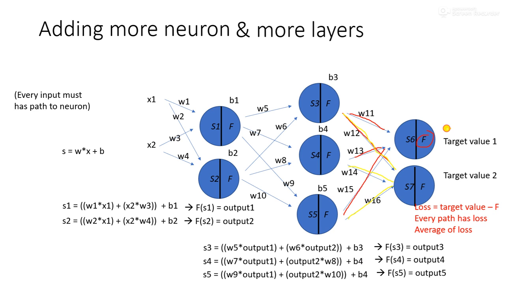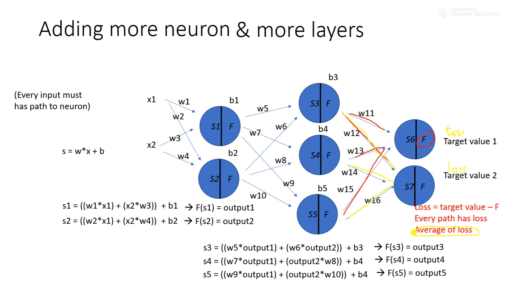So you get loss 1 here: target value minus F. And here also you get loss: target value 2 minus F. So just take the two losses, sum them up together and get the average. That's what you have as the loss. Now the loss is the average of both losses.